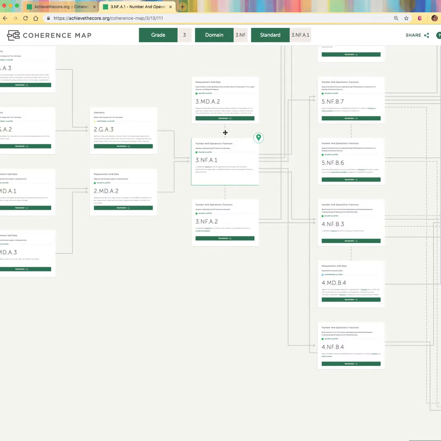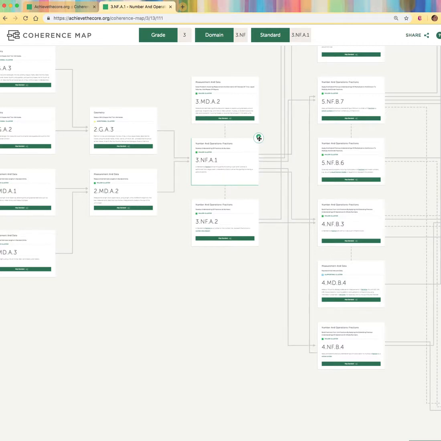You'll also notice that there are these dashed lines above it and below it. Well, 3.MD.A.2 and 3.NF.A.2 are two standards that are closely related to my target standard of NF.A.1. When I get to MD.A.2, I may want to refer back to this standard and help students see the connection between these two standards. 3.NF.A.2 is likely going to quickly follow right behind NF.A.1, and when you teach NF.A.2, help students see the connection to what they just did with NF.A.1.